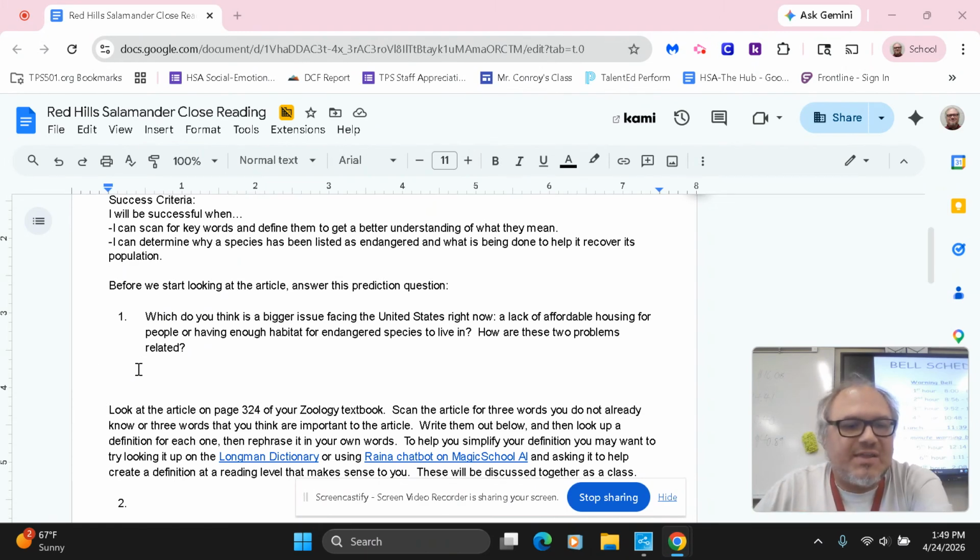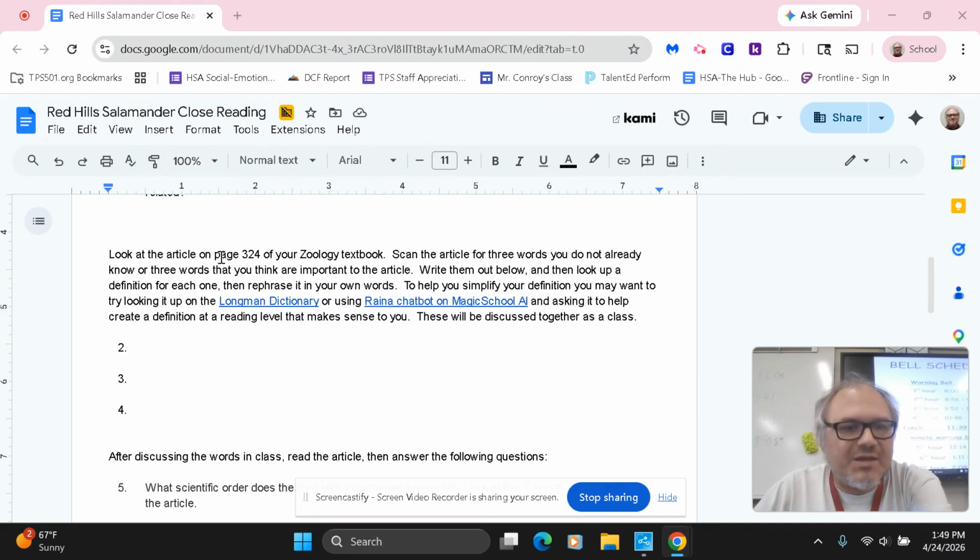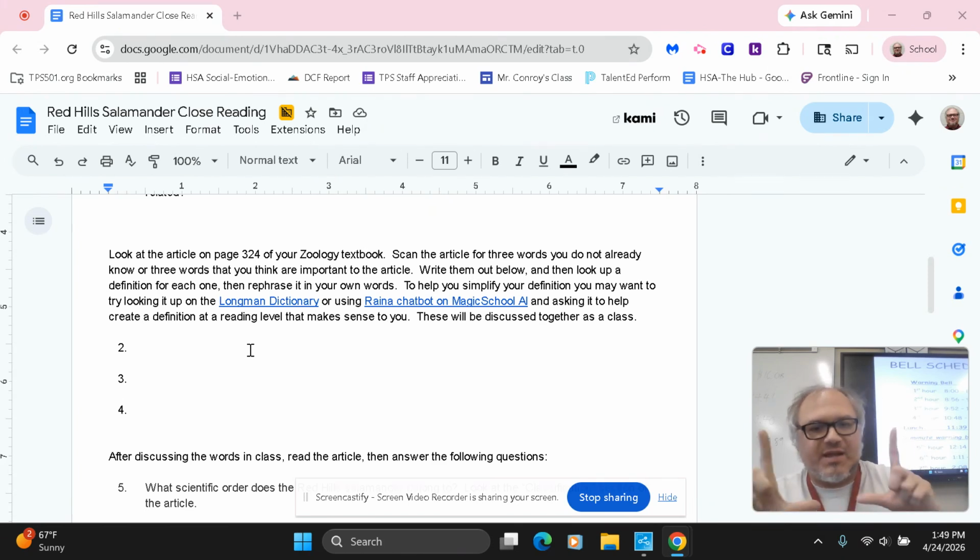Once you're done answering that prediction question, turn to page 324 of your zoology textbook. There should be a section called Wildlife Alert, and you can tell it's in a separate sort of tan or peach color, and that's focused on the Red Hills Salamander. I want you to scan the article for 3 words you do not already know or 3 words you think are important to the article. So again, don't read top to bottom. Just scan it, look for some words that stand out to you.